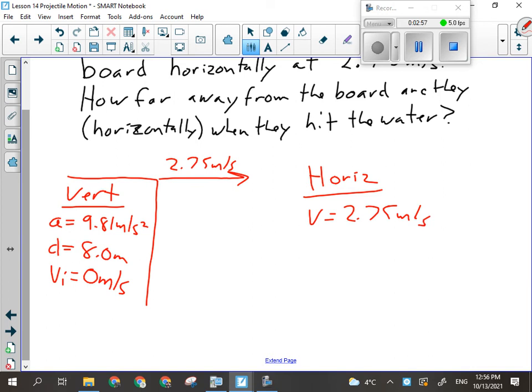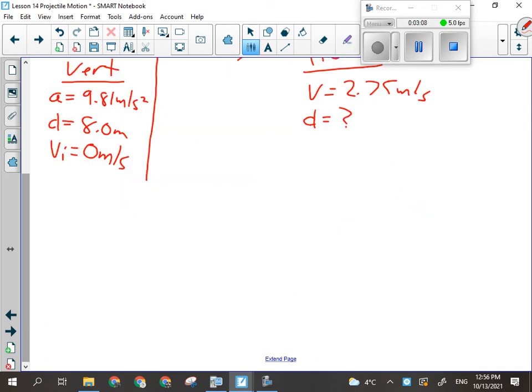Okay, I'm trying to find out how far they travel horizontally. What do I need? Can I find that with the vertical information? Yes. And just like all the other ones that we've done, the formula we're going to use to do that is this one, because I have d, I have Vi, and I have a. All right? Since Vi is 0, I can eliminate this part of the equation, because 0 plus anything is anything. And then I just need to manipulate to get t by itself.